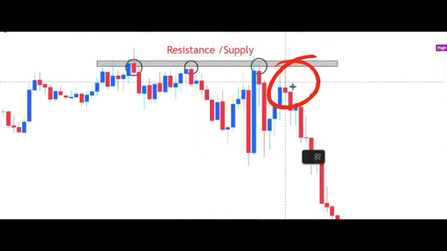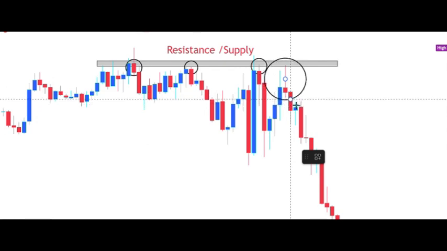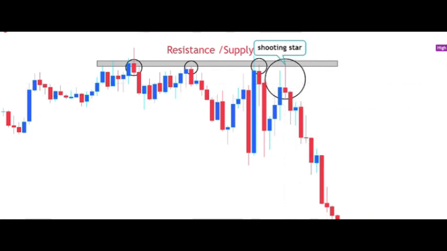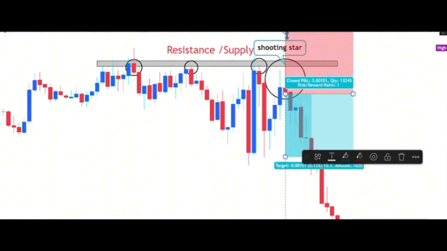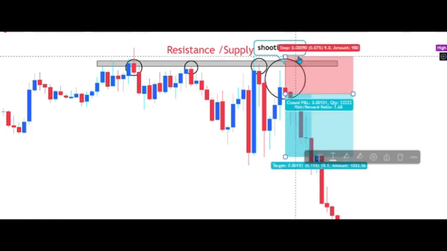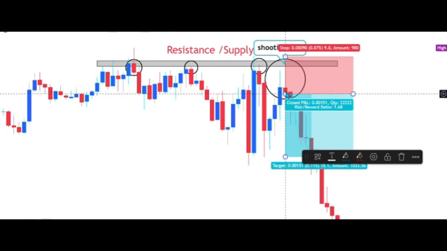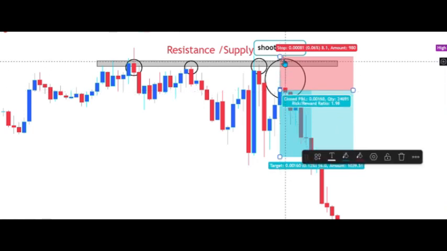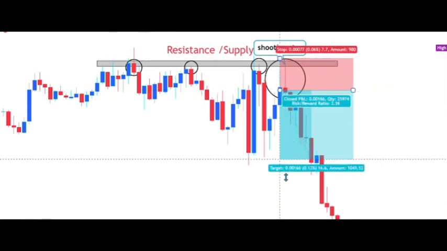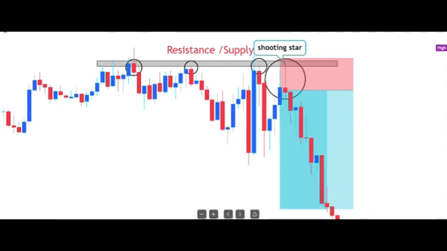So just see what happens after this shooting star. You would sell at this point, place your stop loss just above the shooting star wick, and you can target all the way down here. You can see that downward momentum immediately after the shooting star occurs.